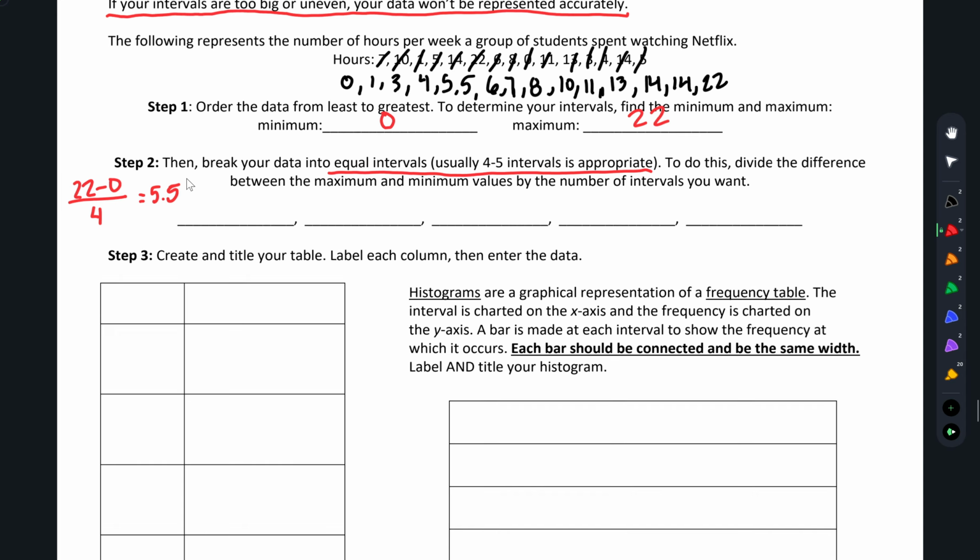Now, as a rule, we want to make sure that our intervals actually cover everything in our graph. So whether this is a decimal or a whole number, I'm always going to round up to the next whole number. So a 5.5 is going to become 6 because I always round up. If that was exactly 5, I would still round up to 6 because I want the next highest whole number. That's going to make sure that my intervals are the correct size.